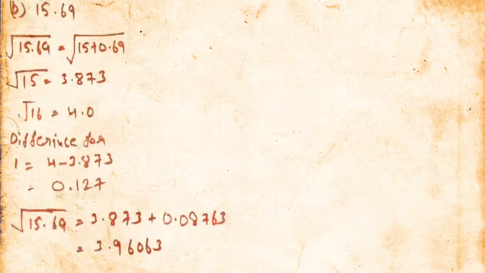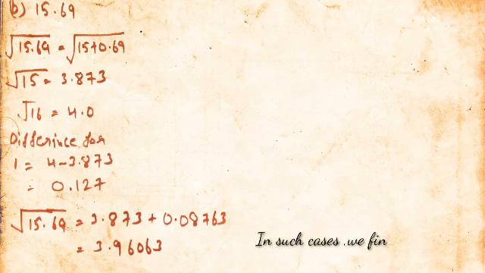Similarly, another question, that is 15.69. Find the estimate of the square root of 15.69. It is a little bit different. How will it be? I can write it as root of 15 plus 0.69. I have broken down this number as root 15 is different and root 0.69 is different.